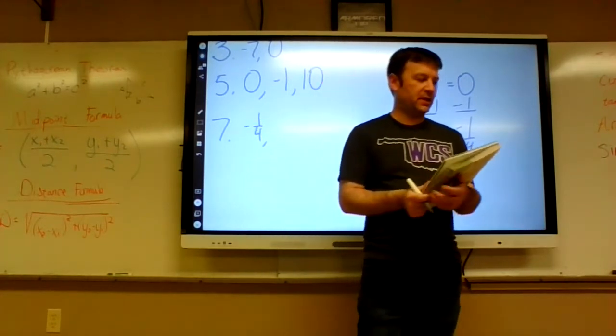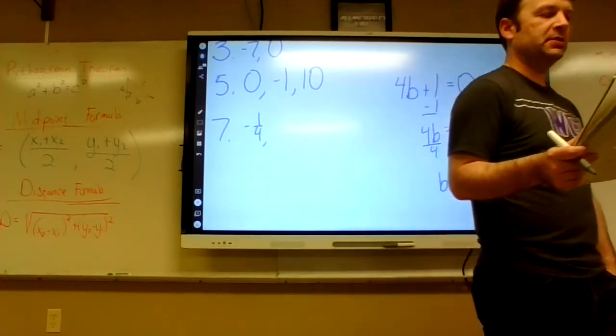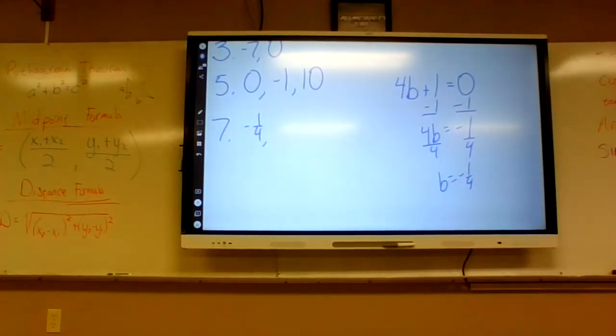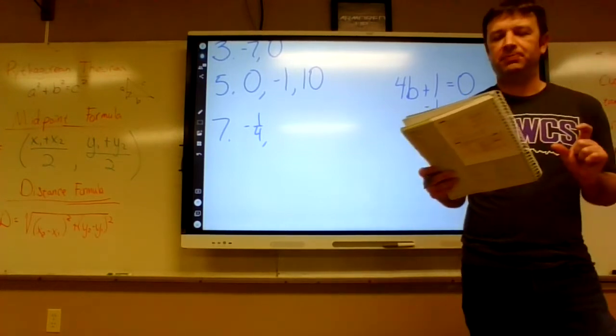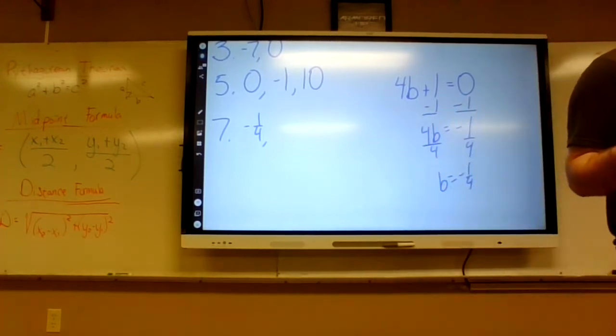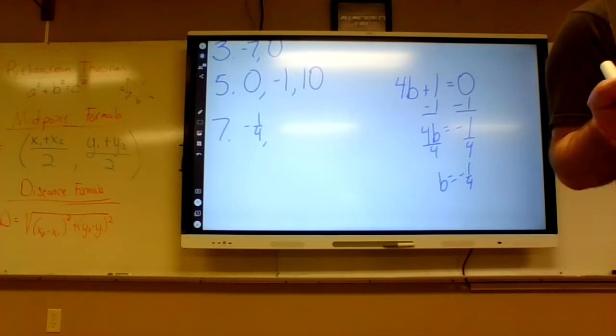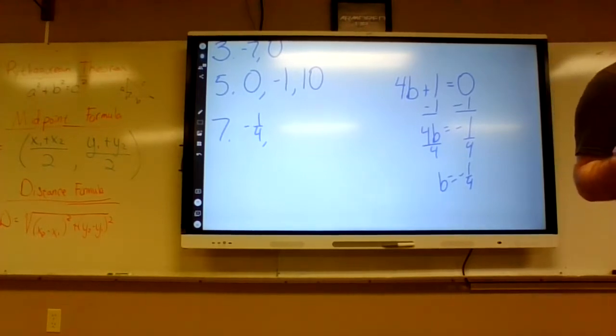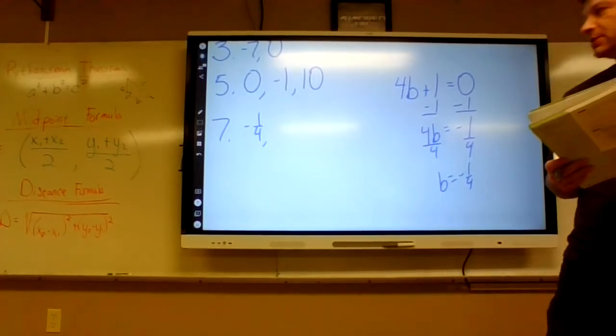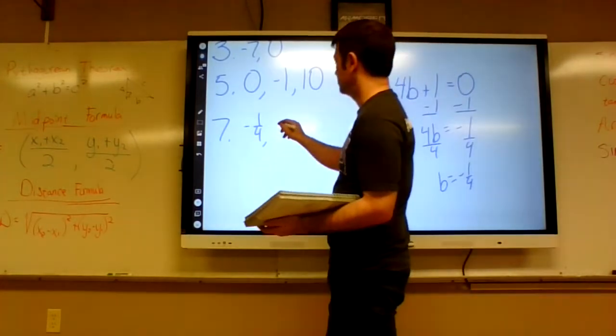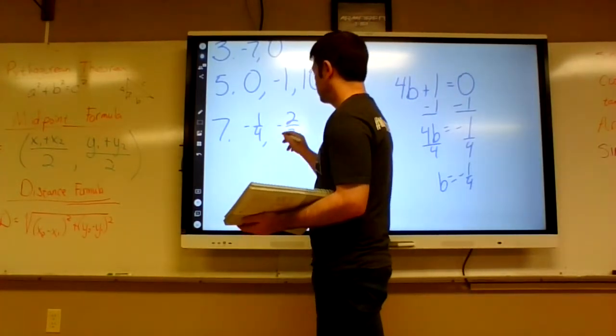So on the second parentheses, if it was b plus 2, what would the answer have been? It would have been minus 2. But since there's a 3 in front, it's negative 2 over 3. Yes, negative 2/3. That helps us.